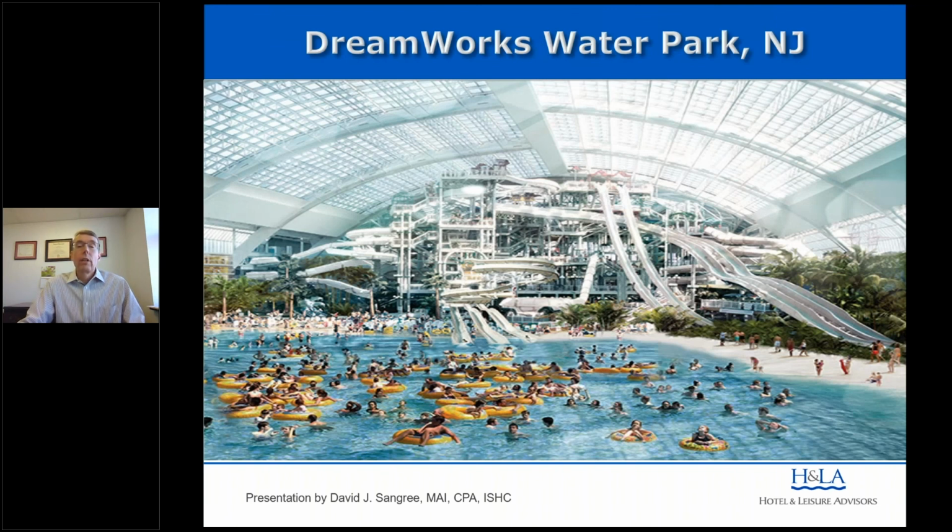Now, this is a picture of the new DreamWorks water park that just opened, and it is the largest indoor water park facility that has opened in recent years. And it is really a very exciting place, but it took over 10 years to build, because it just had so many delays, and was obviously very expensive.